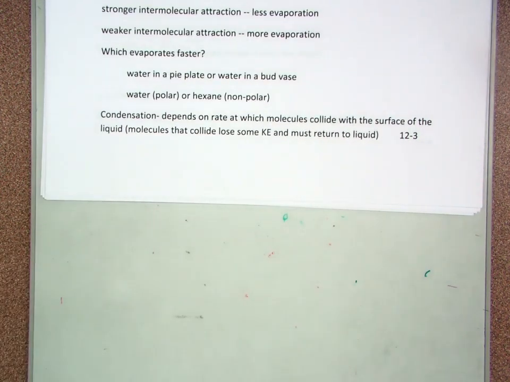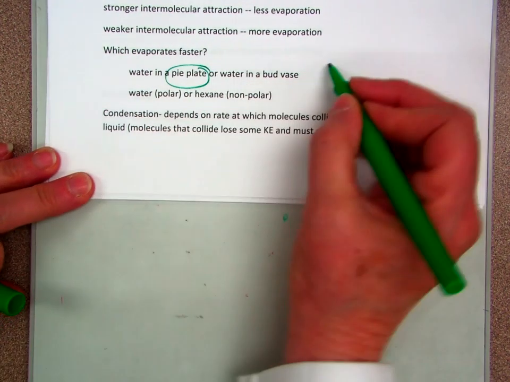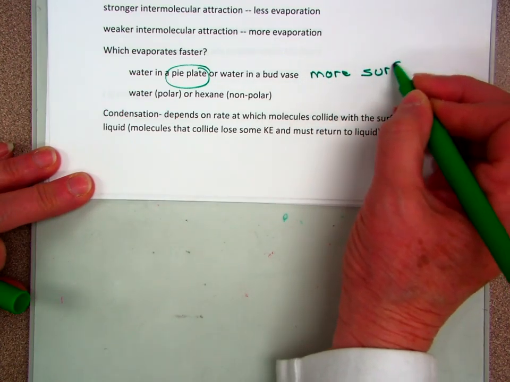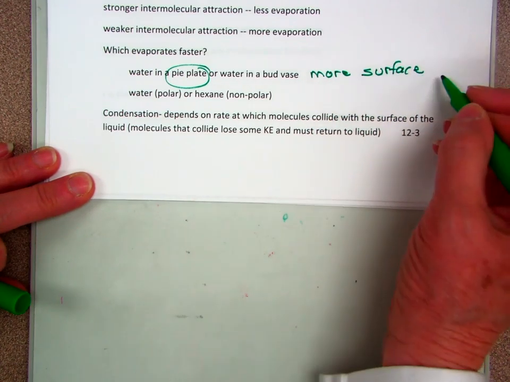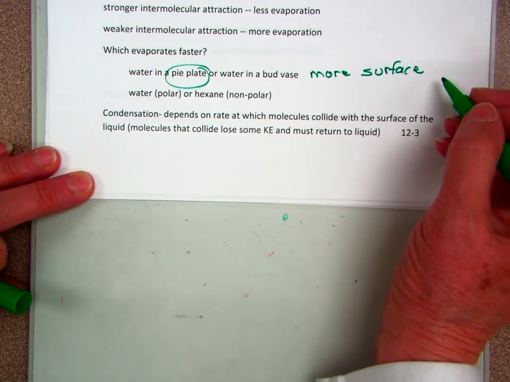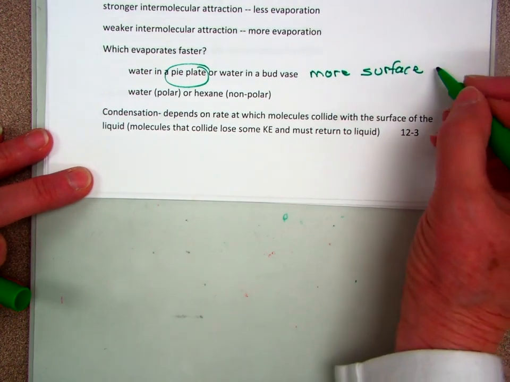So if we look at this, think about these things. Which would evaporate faster? Water that's in a pie plate or water that's in a bud vase? Pie plate. Why? It has a higher surface area, right? Everybody knows what a bud vase is, right? It's a skinny little flower vase that just holds one stem of flower. And I think everybody knows what a pie plate is, but I think we're going to see some later.